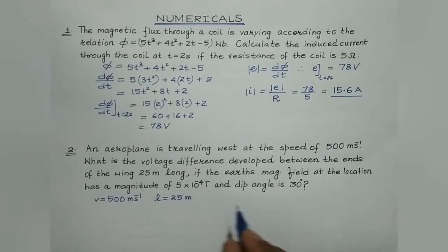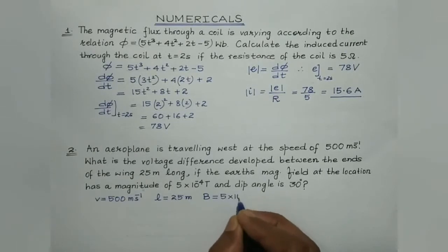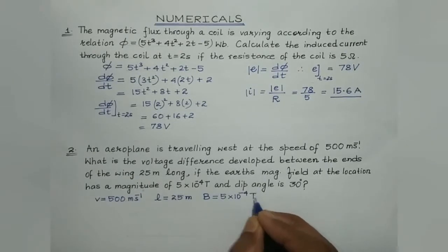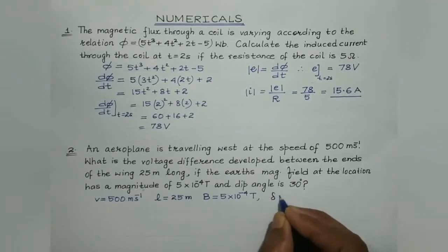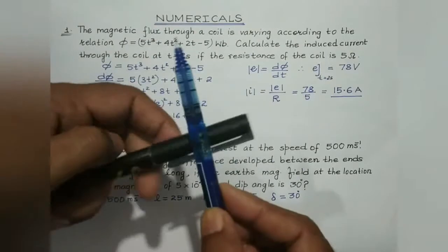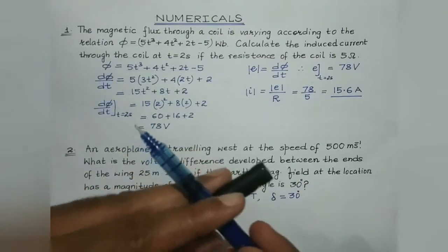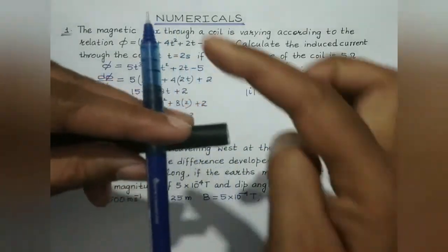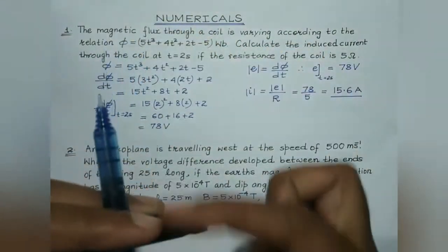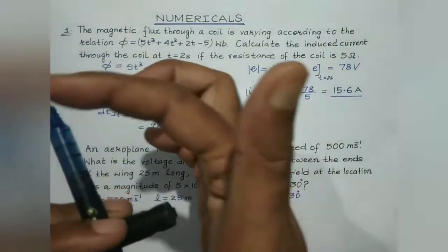If the Earth's magnetic field at the location has a magnitude of 5 into 10 to the power minus 4 Tesla, this is the Earth's total magnetic field. It is given to be 5 into 10 raised to power minus 4 Tesla. And at that place, the dip angle is given to be 30 degree, right? So this is a plane basically. This is suppose a plane moving towards west, right? It is moving towards west, and the separation between the wings is given to be 25 meter, right? So the PD will be developed across these two ends.